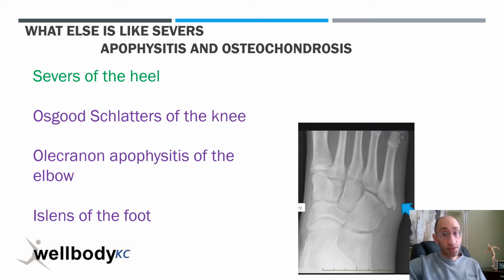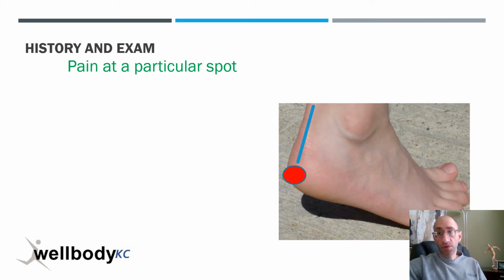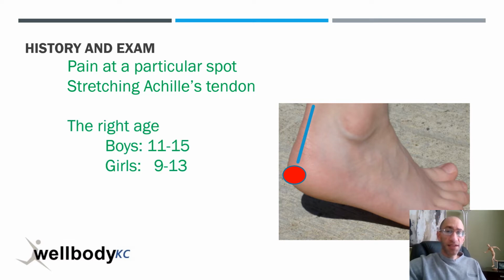They're all treated similarly. The history is important. It's usually in a particular spot where the red circle is shown. And stretching the Achilles tendon on the exam often causes the heel pain to get worse. It has to happen in the right age group. If you're done growing, you don't have Sever's. It's most often seen in boys 11 to 15 years old, and in girls a little younger, 9 to 13 years old.